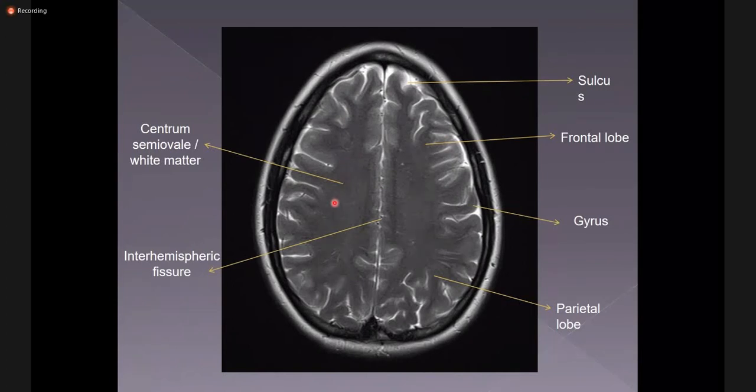So whenever you see a report in which the pathology is described in the centrum semiovale, it means it is above the lateral ventricle. And this is the interhemispheric fissure, frontal lobe, parietal lobe. The elevation is the gyrus, the depression is the sulci.